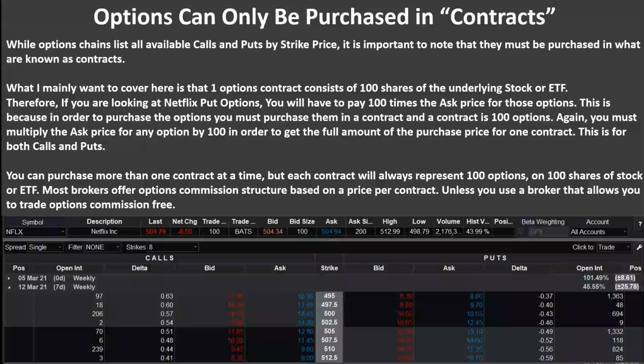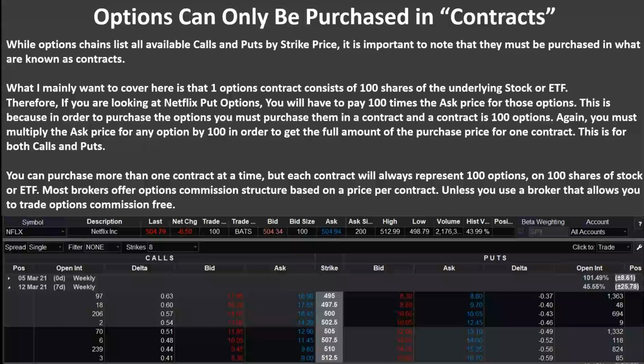What I mainly want to cover here is that one options contract consists of 100 shares of the underlying stock or ETF. Therefore, if you're looking at Netflix put options, you have to pay 100 times the ask price for those options. This is because in order to purchase the option, you must purchase them in a contract, and a contract is always 100 options. Again, you must multiply the ask price for any option by 100 in order to get the full amount of the purchase price for one contract.